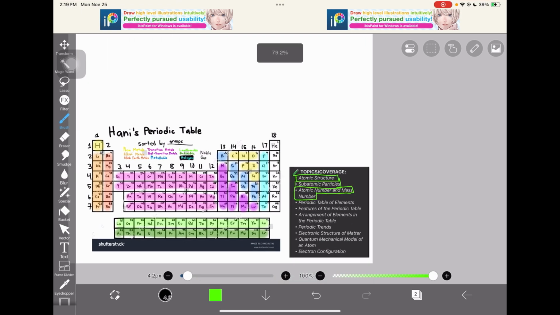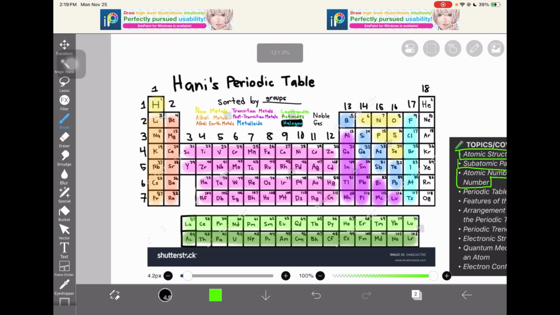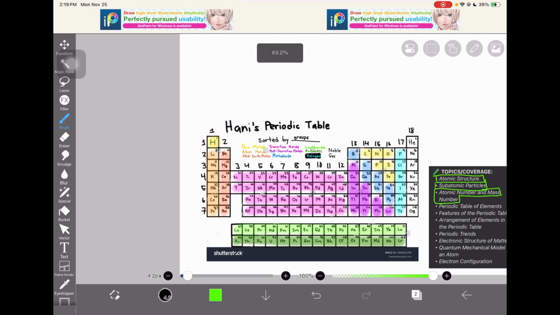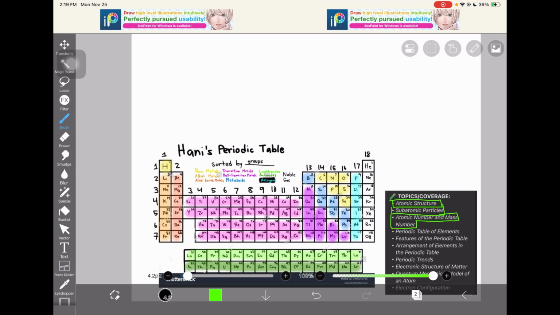The next topic is the periodic table of elements. So this is the periodic table of elements. There's a lot of ways on how to sort this one. This is the first one. I've sorted them by groups, and I'll show you all my other periodic tables so far.